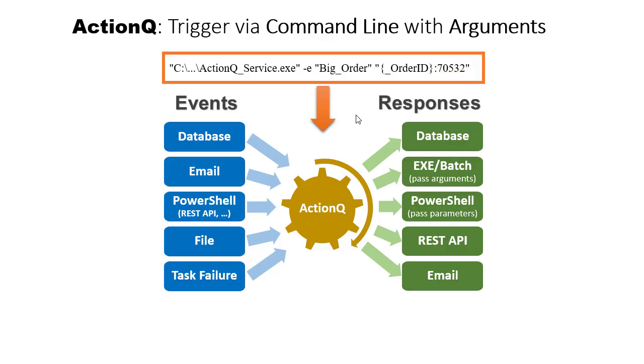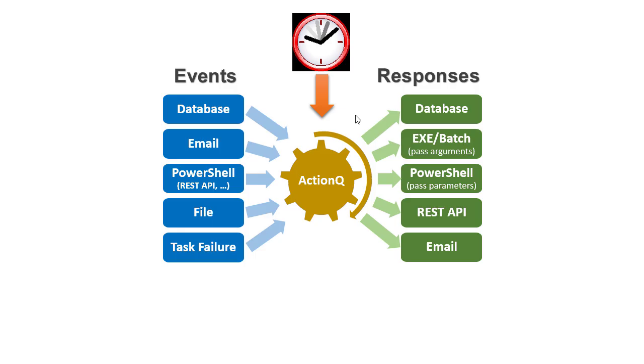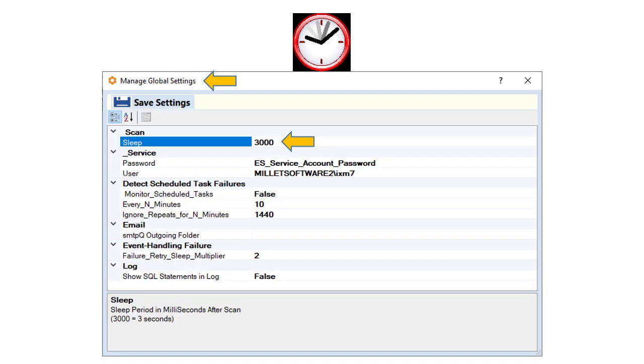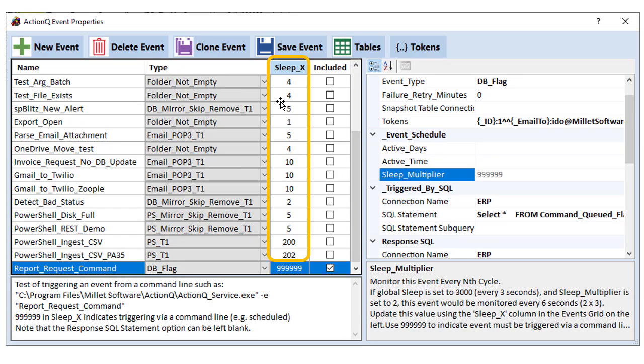As a quick reminder, the other way of triggering events is via cycle time monitoring. This is afforded by setting the sleep cycle, in this case every 3 seconds. This is set as a global setting, and then within each event we can specify a sleep multiplier.